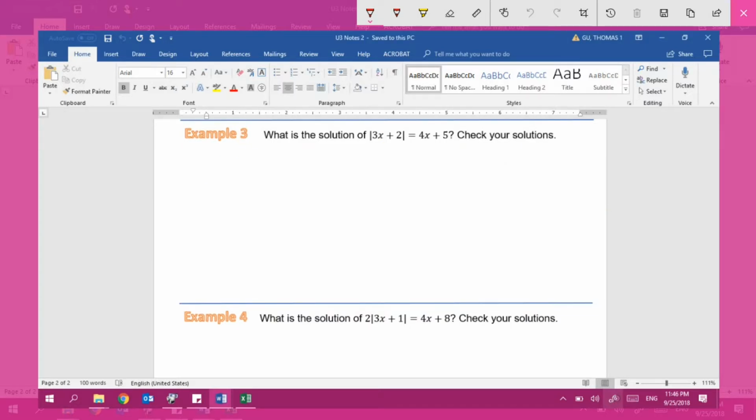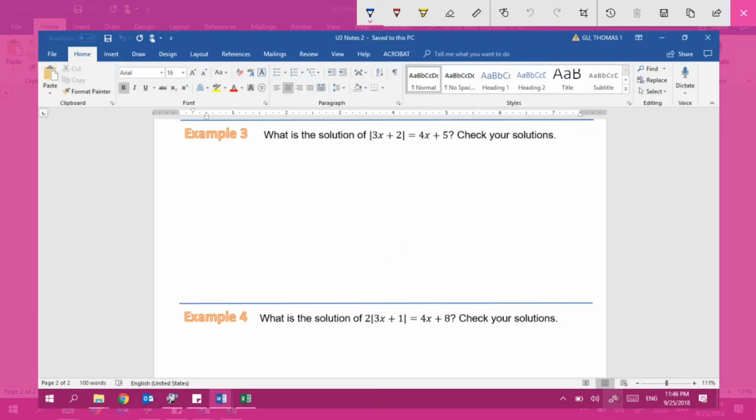Next up, what is the solution of absolute value of 3x plus 2 equals 4x plus 5? And check your solutions. So you can see they worded it a little different, but we're doing the same thing. We're solving and then checking our solutions. So let's go ahead and write our two equations then. And here's the catch right here. This time we can see we have two terms on the right side. We have 4x and we have 5.